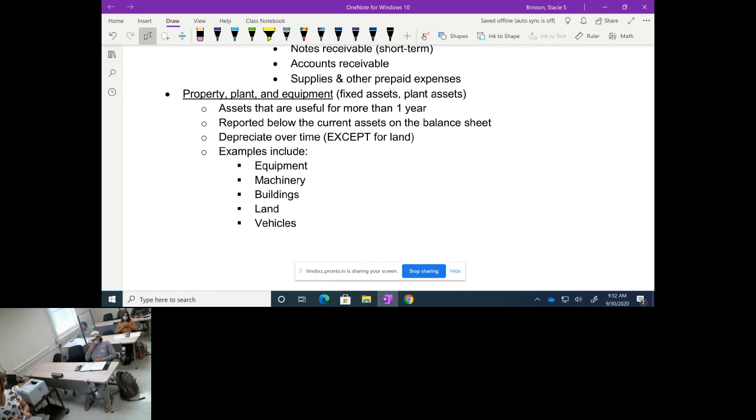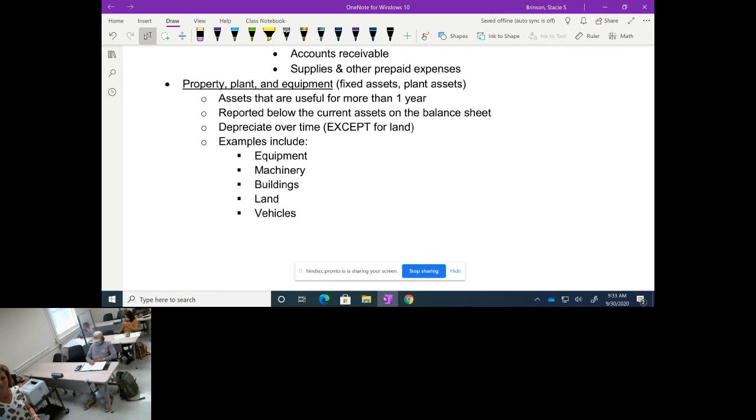So property, plant, and equipment, that's assets that are useful for a year or more. They're reported below current assets. They depreciate over time, except for land. So if we had all of these on here, we'd have an accumulated depreciation account for every one of them but land. That's not my preferred way of doing it, but that's just the way the book teaches you. I prefer having one accumulated depreciation account for everything because I just believe it's cleaner. But anyway, just get ready to see a bunch of those.